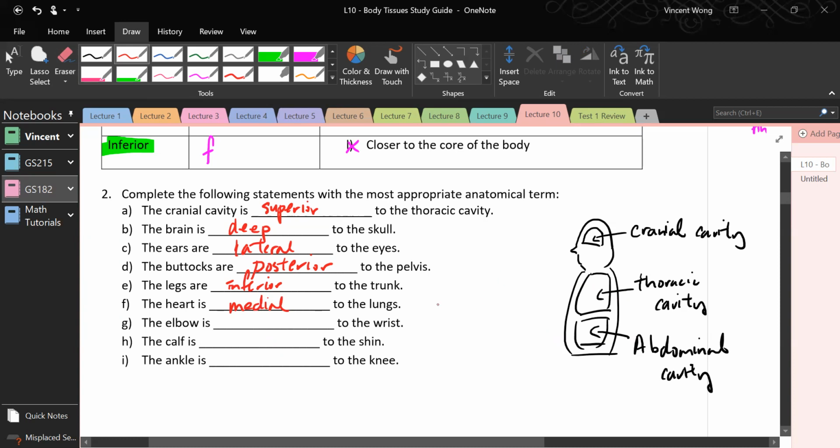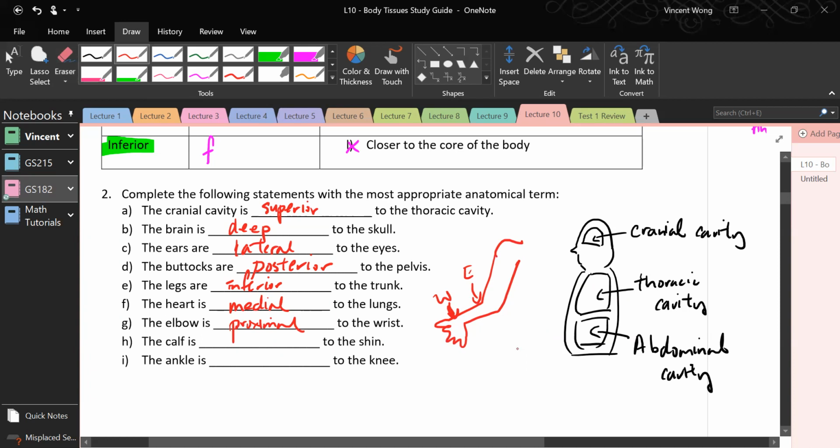The elbow is proximal to the wrist. And you think about the hand, that's the wrist, that's the elbow, right? So the elbow is closer to the joint, proximal.